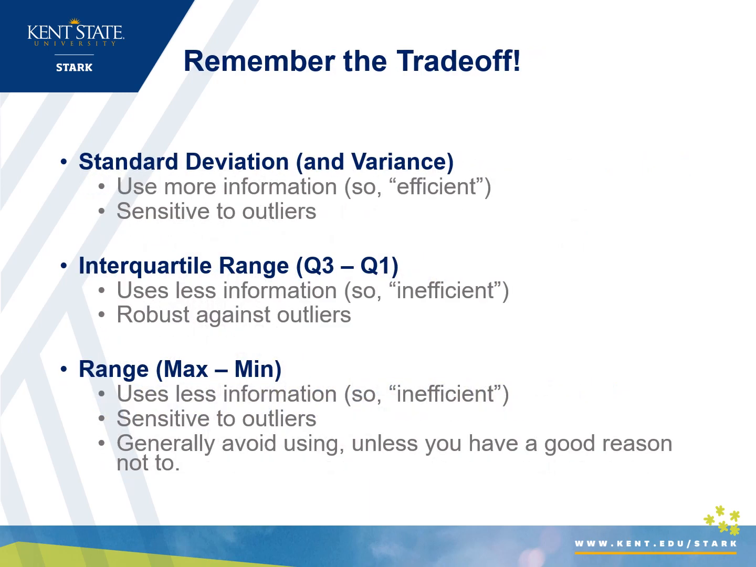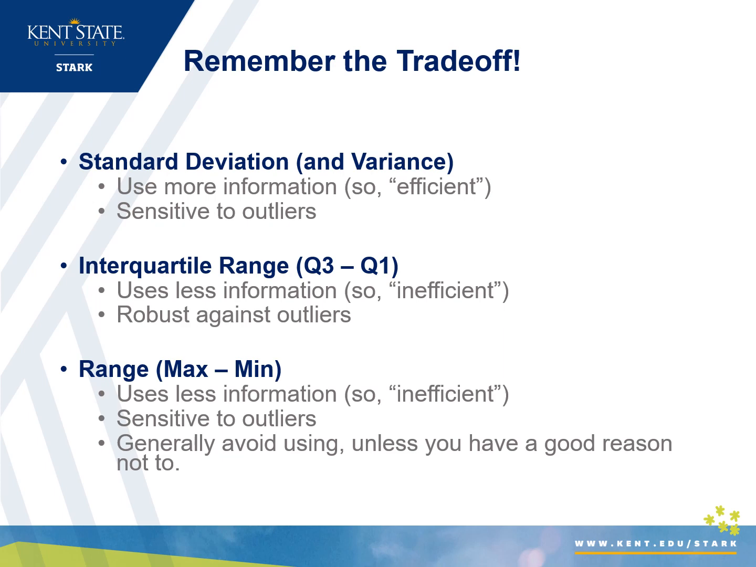As you make choices about spread, again, I want to remind you of the trade-offs involved. Standard deviation and variance use more information, so we consider them efficient because they don't ignore the value of any of our data points. However, that also makes them sensitive to outliers. At the same time, interquartile range uses less information, so it's less efficient, but it's also more robust against outliers.